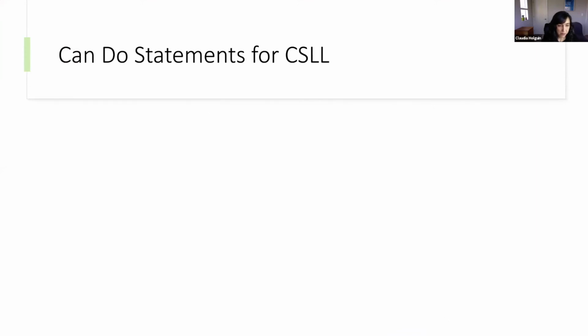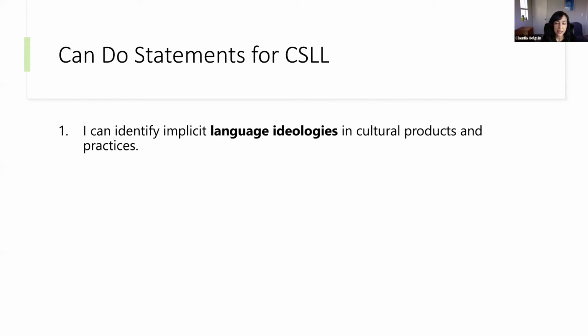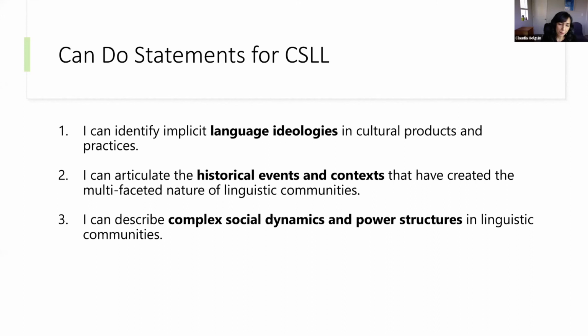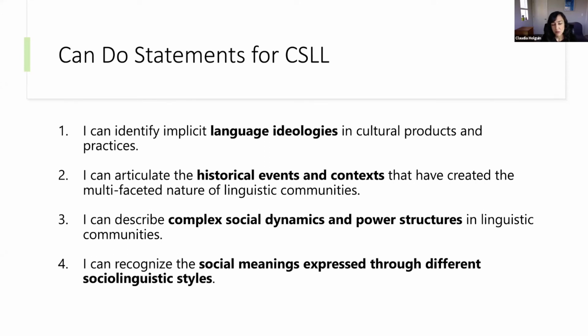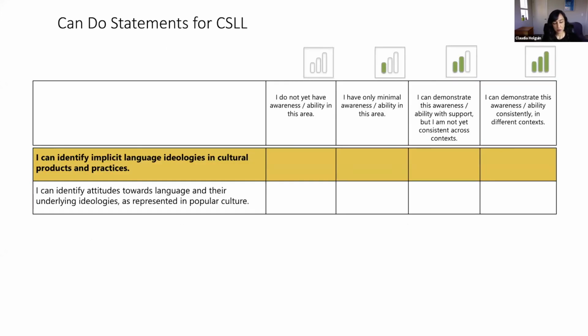Well, we took 4 principles for the statements, and these were language ideologies, historical events and context, complex social dynamics and power structures, and the social meanings expressed through different sociolinguistic styles. And this is how they look in a can-do statement. For example, number 1, I can identify implicit language ideologies in cultural products and practices. One more specific way would be, I can identify attitudes towards language and their underlying ideologies as represented in popular culture. For example, in a song, or a video, a movie, right?